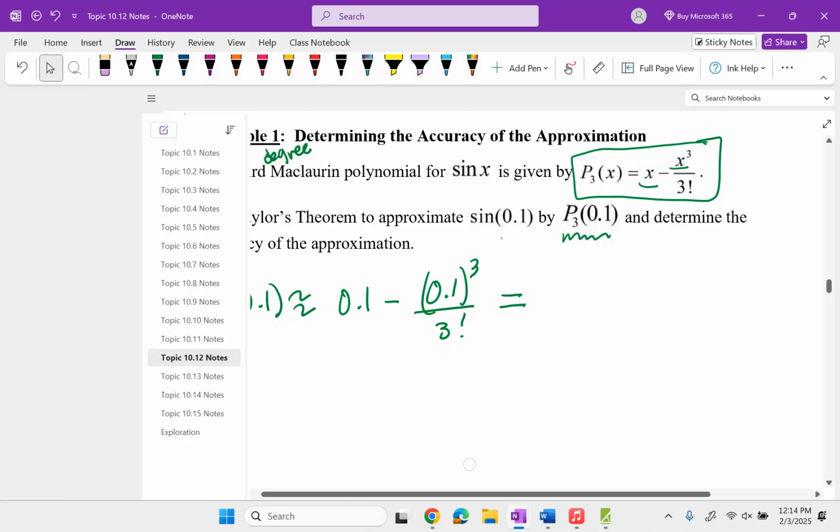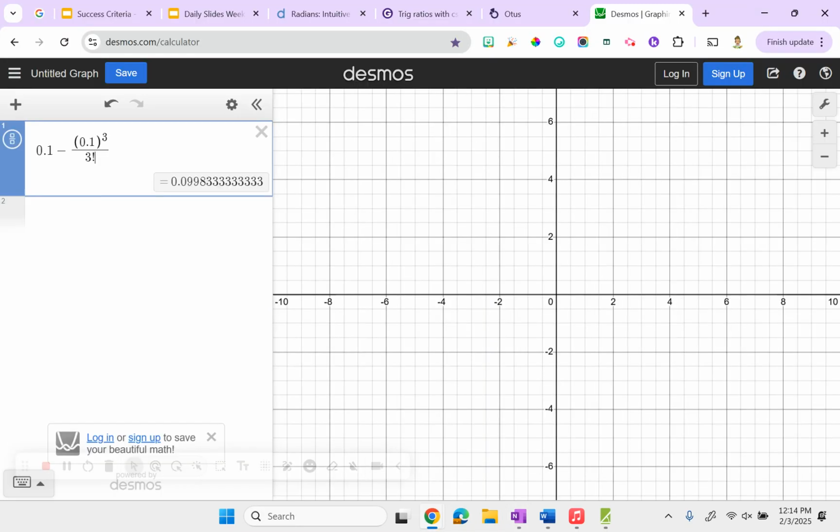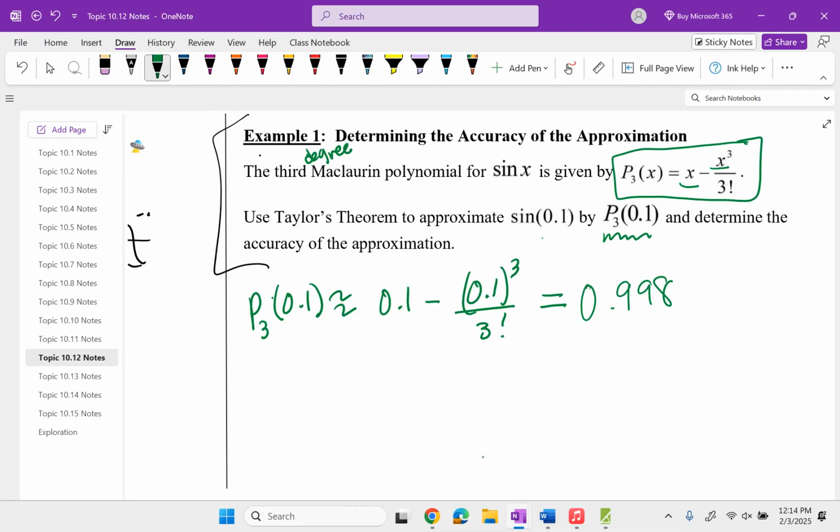I missed a 0, didn't I? 0.998, did I miss a 0 in there? Yeah, it's 0.0. 0.09883, is it repeating kind of?